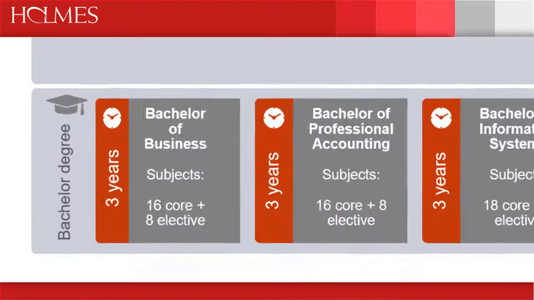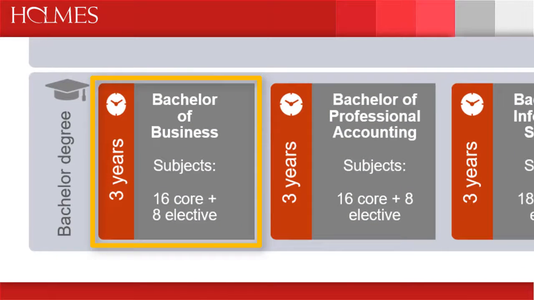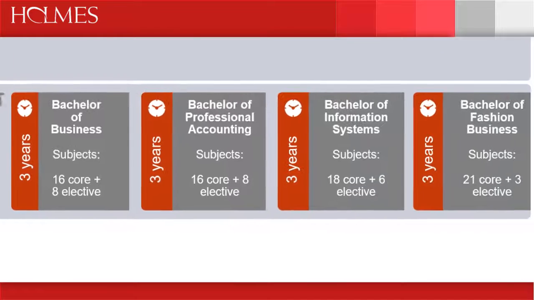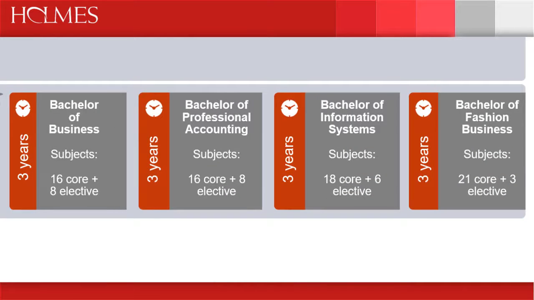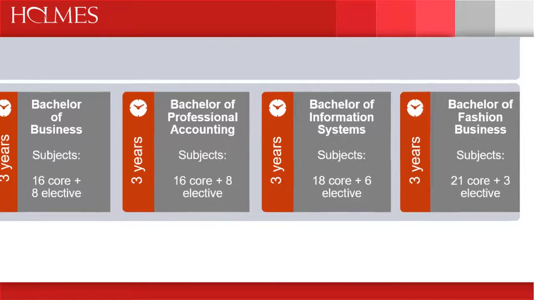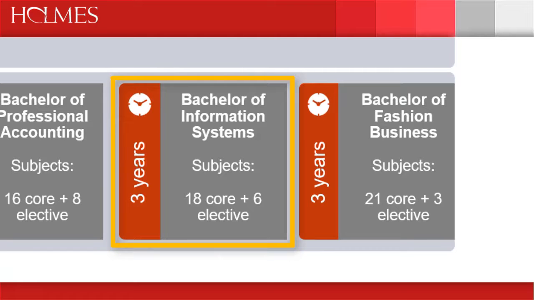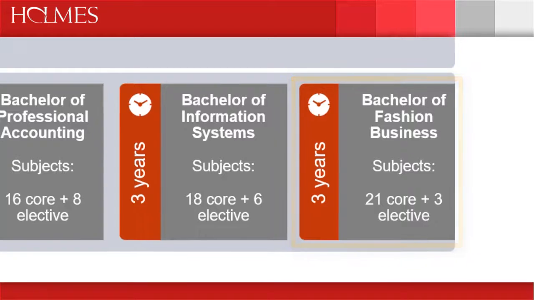The following provides an overview of our degree structure. We have both a bachelor degree and master's degree at Holmes Institute. This includes the Bachelor of Business with 16 core and 8 elective subjects, the Bachelor of Professional Accounting with 16 core and 8 elective subjects. We offer 4 specialisations for the Bachelor of Business, including Marketing, Management, International Business and Accounting. Holmes also has a Bachelor of Information Systems with 18 cores and 6 electives, and a Bachelor of Fashion Business with 21 core and 3 electives.